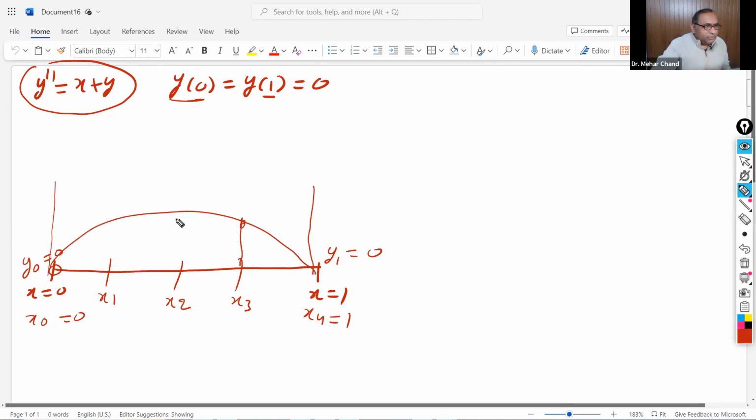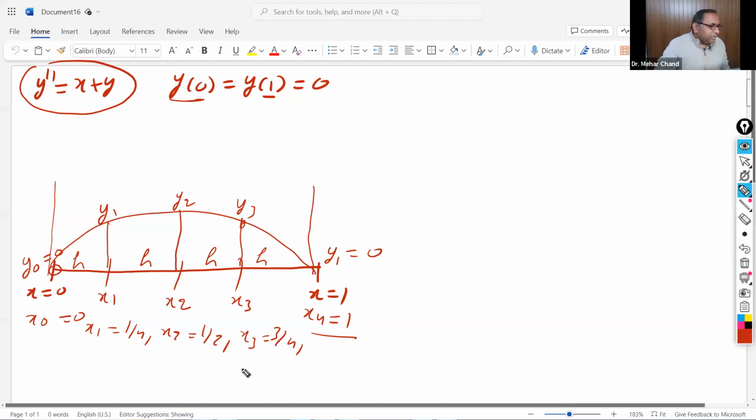We need to compute these values, y1, y2, and y3. When you divide this interval into 1, 2, 3, 4 parts, h will be equal to 1 by 4. So x1 will be equal to 1 by 4, x2 will be equal to 1 by 2, x3 will be equal to 3 by 4, and x4 will be equal to 1.